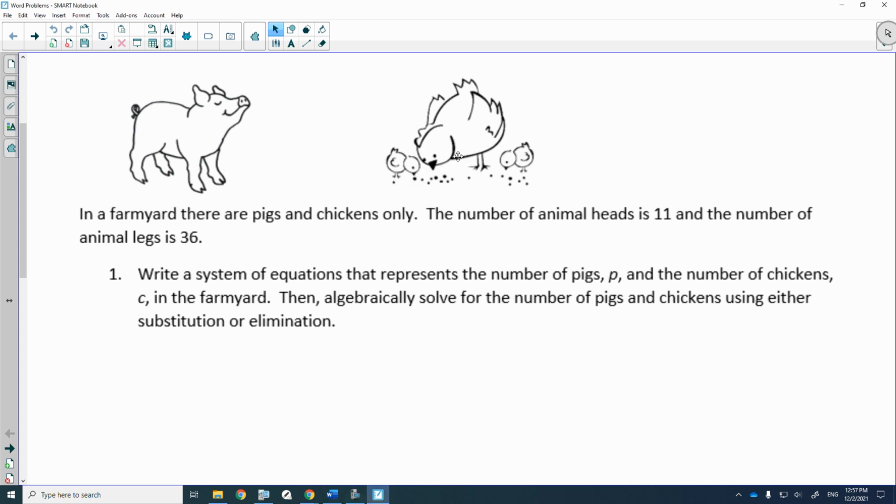So on the worksheet, look at this first question about the farmyard. It says, in a farmyard, there are pigs and chickens only. So let's use the letters P and C for the pigs and chickens.